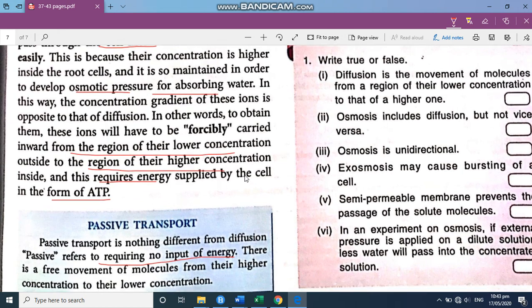And this progress check, you have to do it and just see whether you are clear till here.